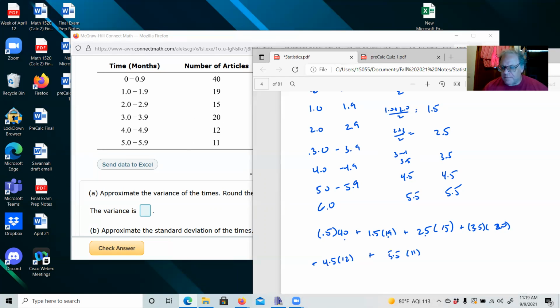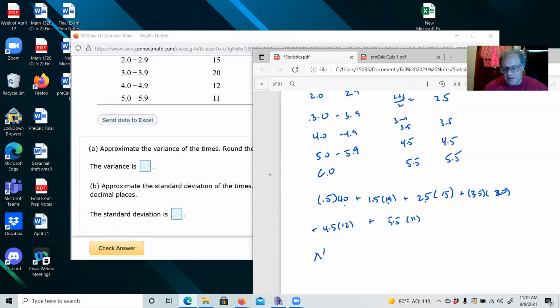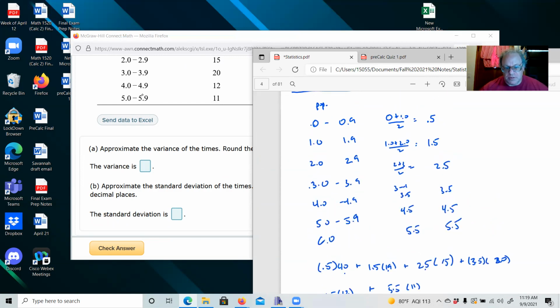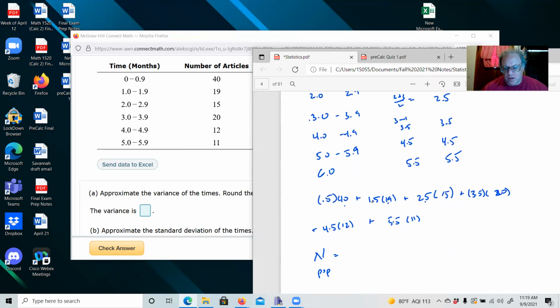How many total things were there? It's my N, using a capital N because of population, right? So this was 40, it's 19, it's 15, it's 20, it's 12, it's 11. That's where these numbers came from. That's my population size.